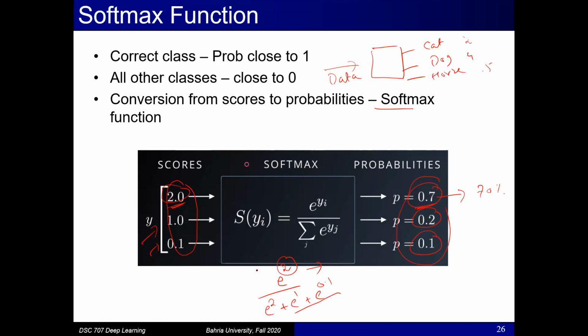Now you can ask why are we doing e raised to power this? There's another way of normalizing: I can simply add these values together and divide every value by this sum. If you do that, you still have values in the range 0 to 1, and if you sum them all, you get 1. Then you might think why we are doing this thing. So the answer to that comes in the next slide.